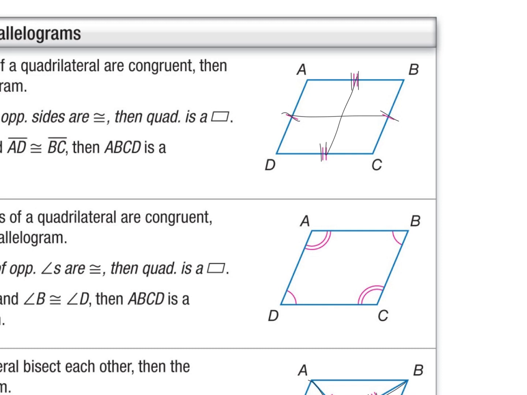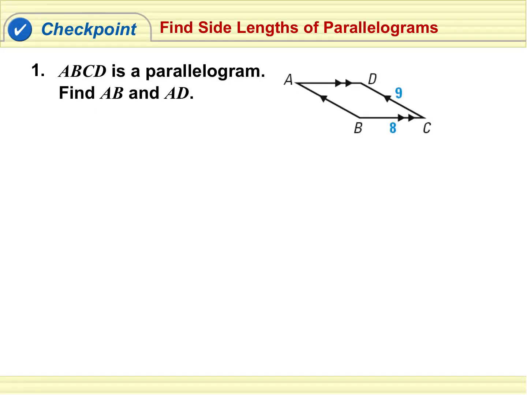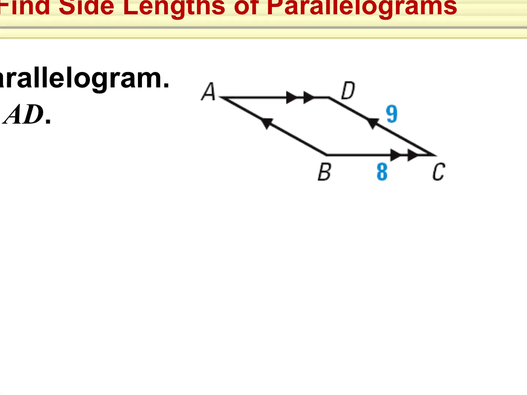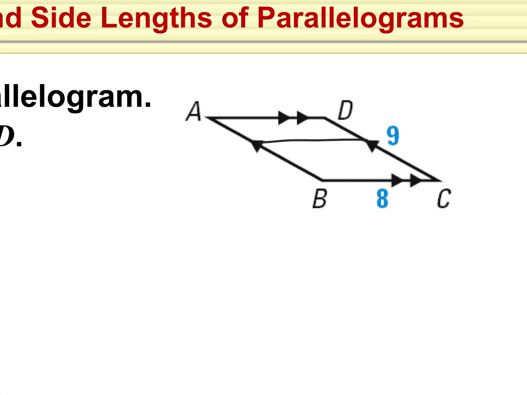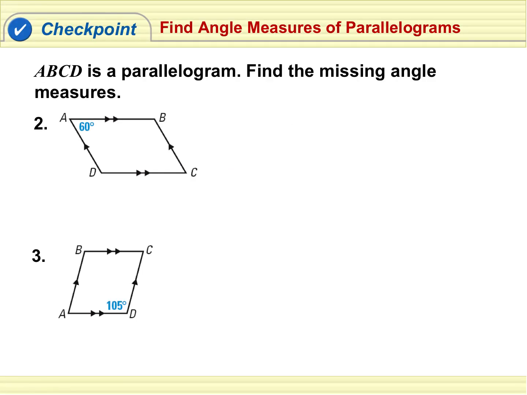Moving on, we want to find the missing sides. If you know two of them, do you know the other two? Yes. What's the one across? 9. This one's 9. What's this one? 8. Easy enough? Yes. All right. This is where it might get a little confusing.